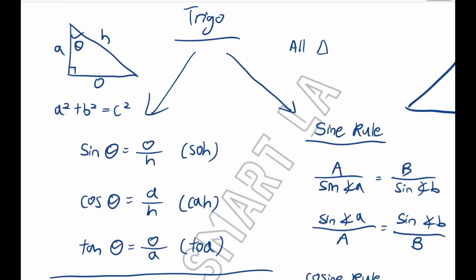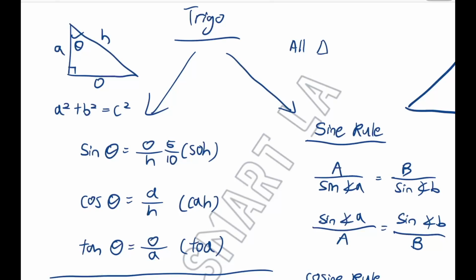So imagine if you know both O and H. So like O is 5, and H is 10, right? What will happen is that to find the angle here, you just need to do a sine inverse, and you'll be able to get a theta here.